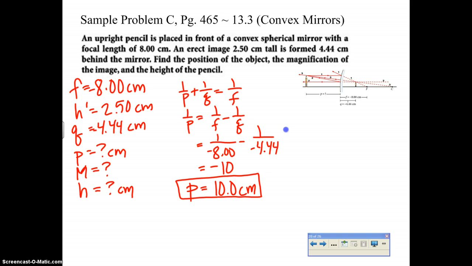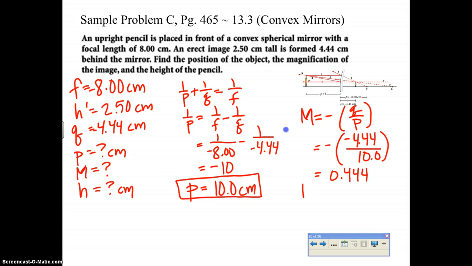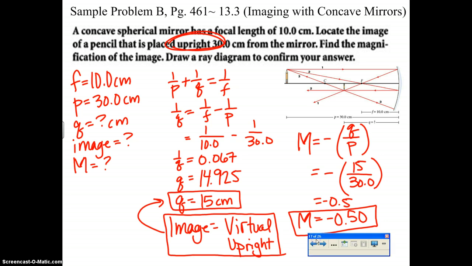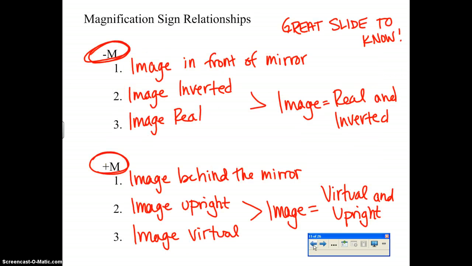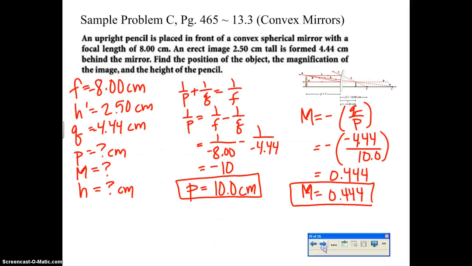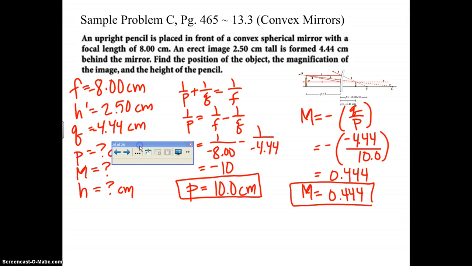With that in mind, then, you can go through and solve for your M. Your M value is a negative quantity Q over P. So your M is negative, Q was a negative 4.44, and your P was a 10.0. So it just means a moving of the decimal. So that's 0.444. And your magnification then with your 3 sig figs is 0.444. It's a positive M. So if you look back in your notes, a positive M is going to give you a virtual upright image, and it is placed behind the mirror, and that's exactly what this problem says that you were to get, so we're good to go on that portion of it.